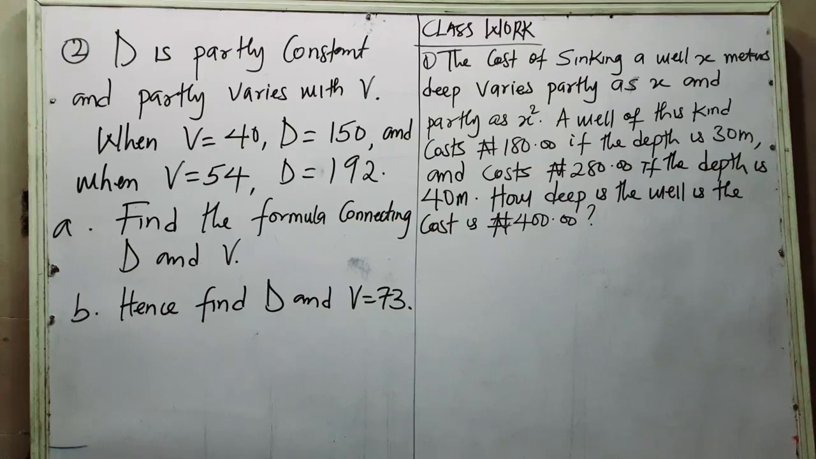Number 2: D is partly constant and partly varies with V. When V is equal to 40, D is equal to 150, and when V is equal to 54, D is equal to 192. Find the formula connecting D and V. That is number 1. Number 2, hence find D when V is equal to 73.